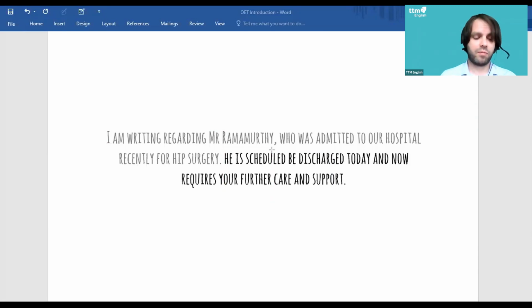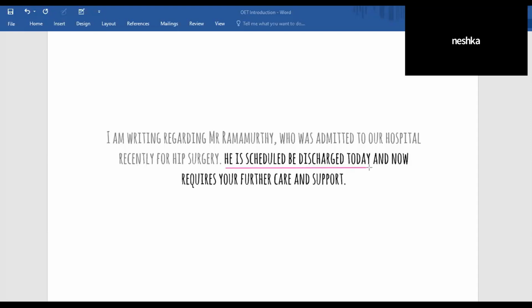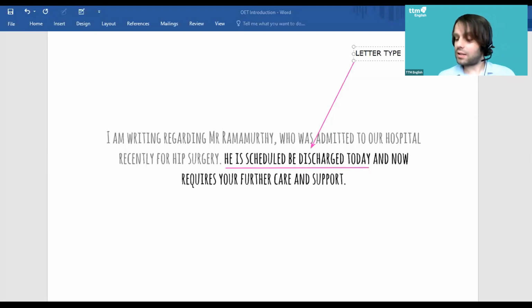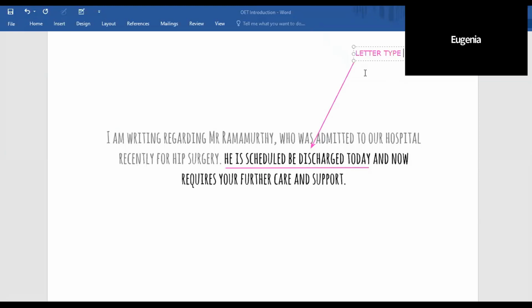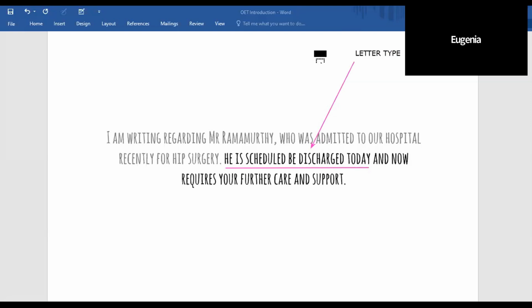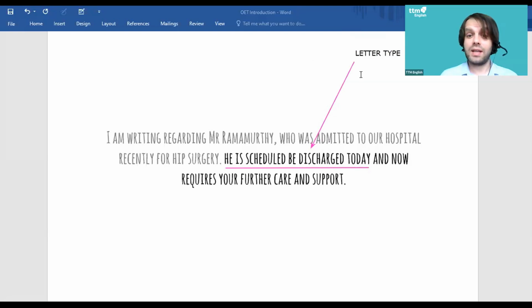So you've seen some of my stuff before. So let's analyze that then. He is scheduled to be discharged today. Well, let's think about that in terms of letter types, guys. This is what I call the letter type part of the sentence. Let me just ask, for example, Eugenia, are you there? Yes. Imagine that this was not a discharge letter and instead a transfer letter. What would you say? He's being transferred today. Or whatever day it is, yeah? So he is being transferred today, you could say.